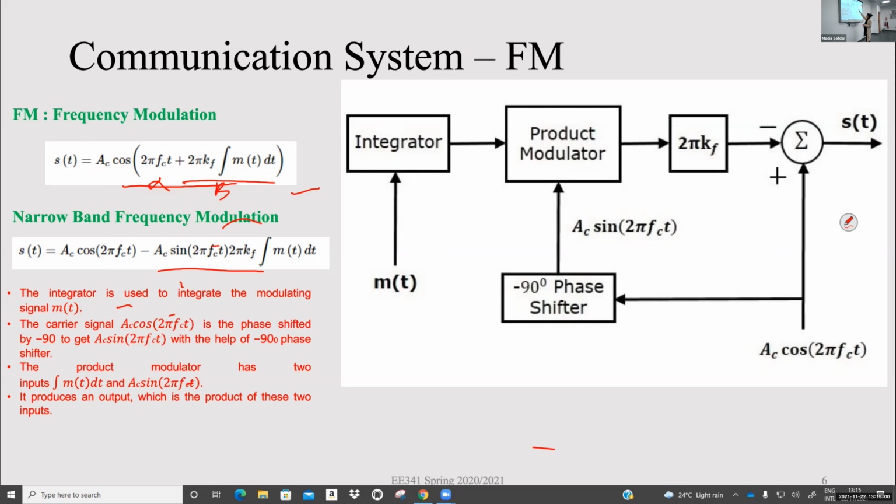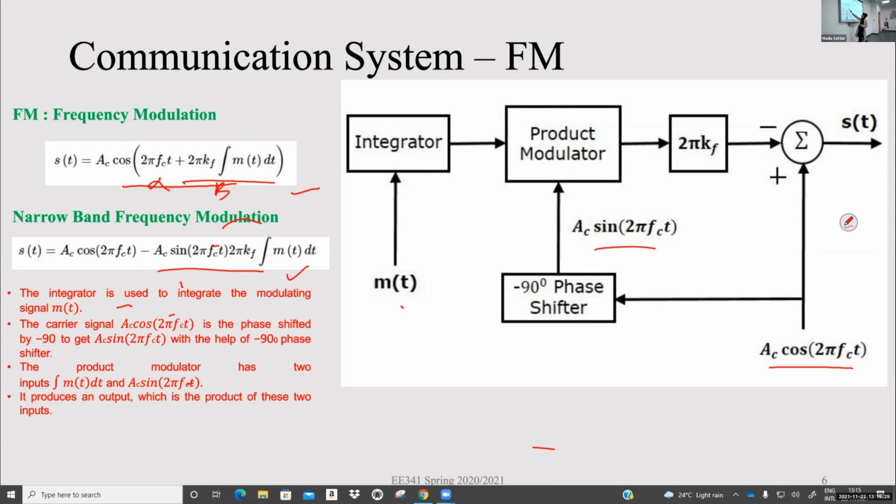So then, what happens if you implement this equation here? How will you do it? First of all, this is my message here. Then this integrator. Then the product from here. This is my carrier. We have a phase shift. So when we integrate cosine, what do we get? Sine. After integrating the cosine, we get sine. So we will get a phase shift here. This becomes sine of 2 pi fct.